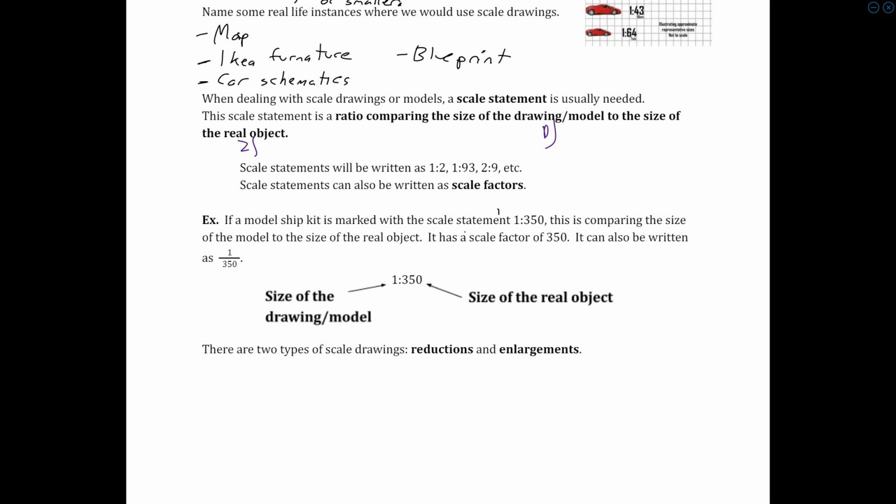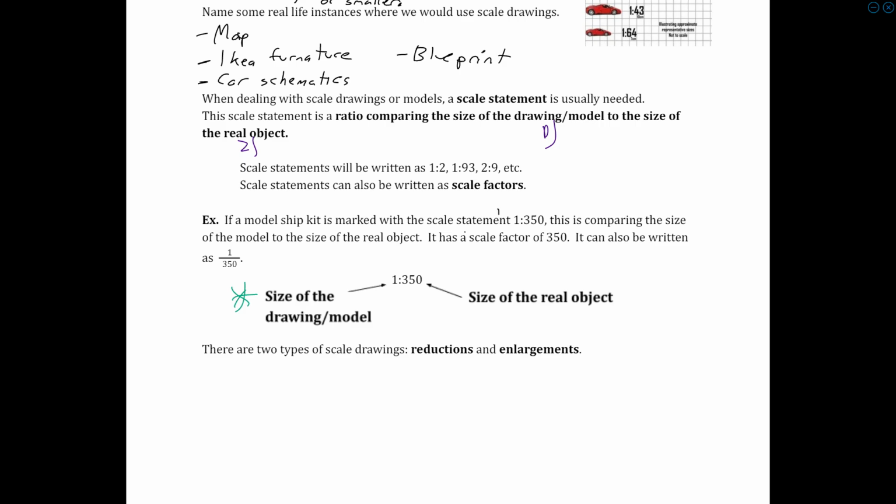So let's say there's a model ship kit, and it's marked with a scale statement of 1 to 350. This is saying that the model is 350 times smaller than the actual ship is. And that order I find sometimes kind of messes with us. I actually find it hard to remember which way this goes. So I found that I need to star this, remember it's model compared to the real object.